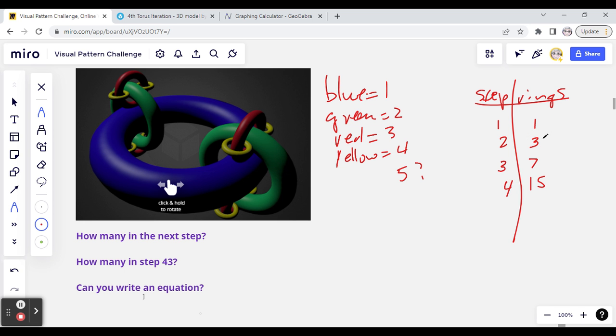So if we take the difference between each step, 3 minus 1 is 2, 7 minus 3 is 4, and 15 minus 7 is 8. Let's predict step 5 just by following the same pattern. We would take some other color ring and add 2 of them to each of the yellow rings. There are 8 yellow rings here, so we're going to add 16 more. So this would be a difference of 16. So 2 for each of the 8 yellow rings would mean 16 more rings, and 16 plus 15 would be 31. So my prediction for step 5 would be 31 rings.